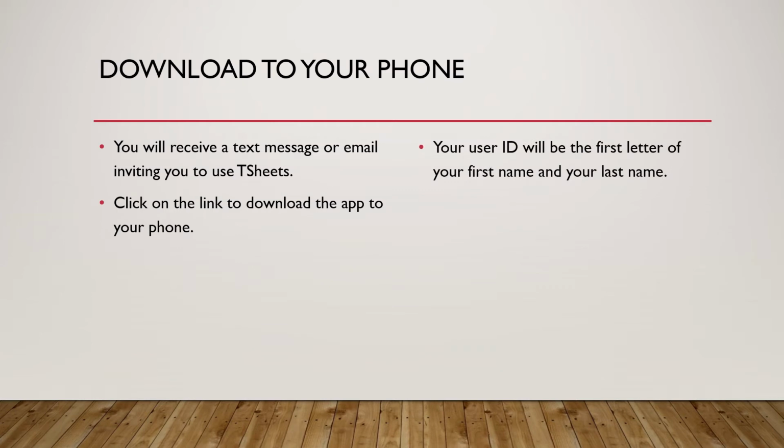Every person has a unique user ID in TSheets, which will be the first letter of their first name and their last name spelled out. Some people have similar names. For those individuals, you will be assigned the first letter of your first name, your middle initial, and your last name spelled out. You will be told this information in your initial text message to set up TSheets.